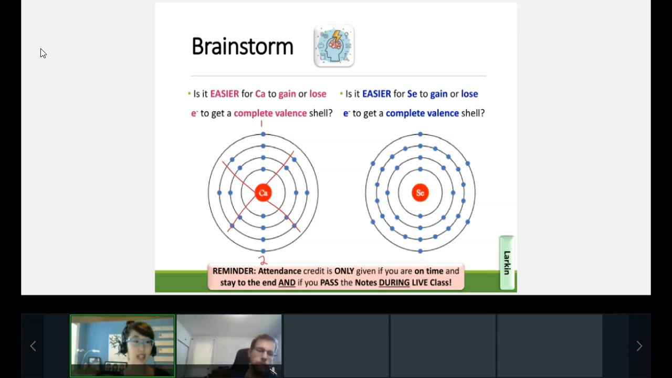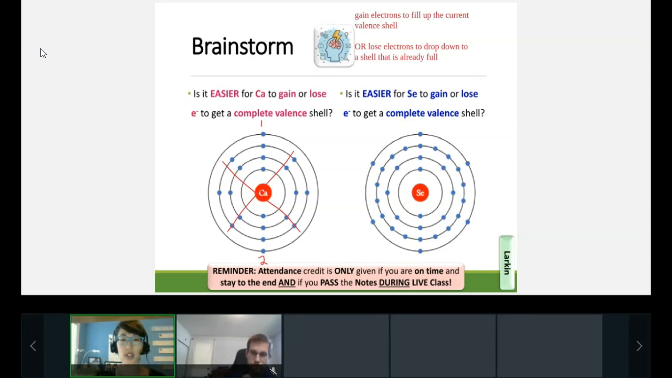Now, this means that calcium's not happy. It wants 8 outer electrons. So there are a couple ways that you can get to 8 outer electrons. You can either gain electrons to fill up the current valence shell, or you can lose electrons to drop down to a shell that is already full.